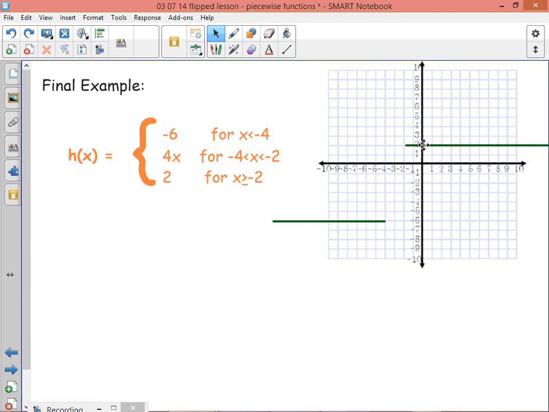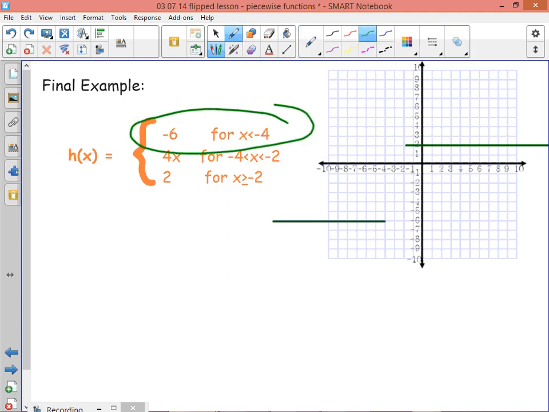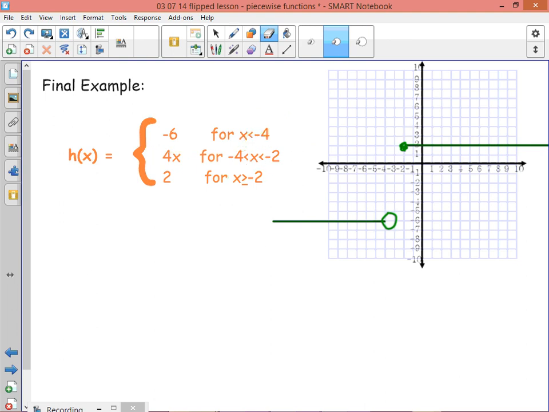One other thing that we forgot to do here, for this one, -6 for x is less than -4. This is x is less than, it cannot equal, so I should finish this one with an open circle. This one here, x is greater than or equal to -2, so it can actually be equal. I'm going to finish this one with a solid circle. And then this last part, all I have to do is graph y equals 4x.